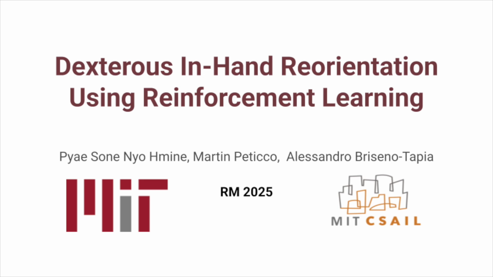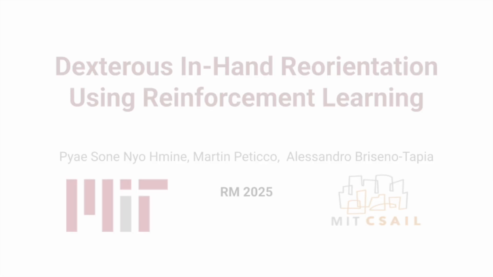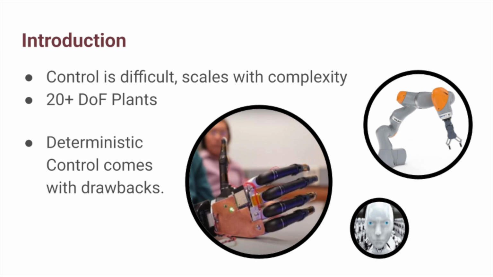Hi, in this video, we present our 64212 robotics manipulation project, dexterous in-hand reorientation using reinforcement learning. My name is Pierre, and I will be joined by my teammates Martin and Alessandro to share our work with you. Complex robotics tasks are becoming more and more feasible with advancements in computational control methods.